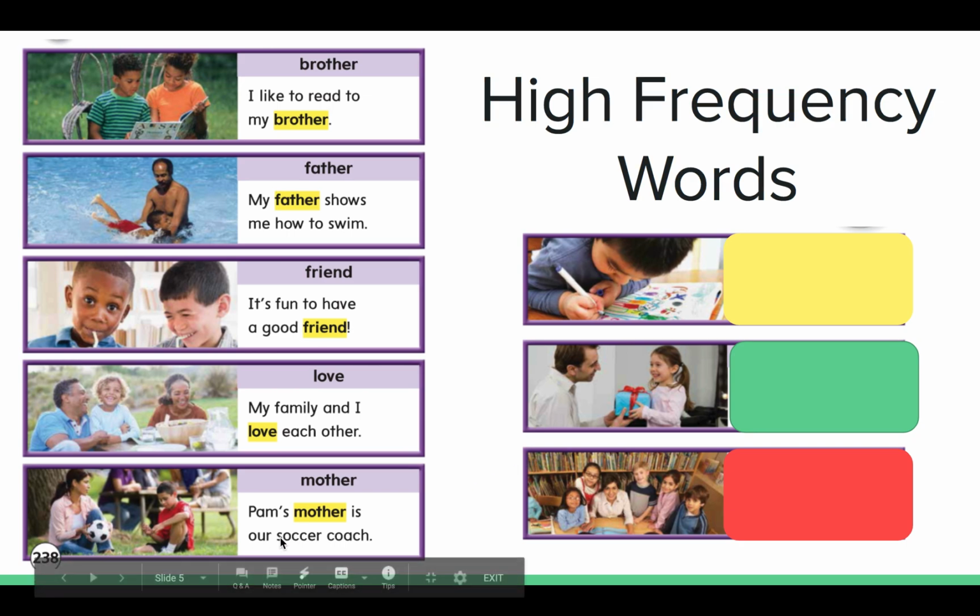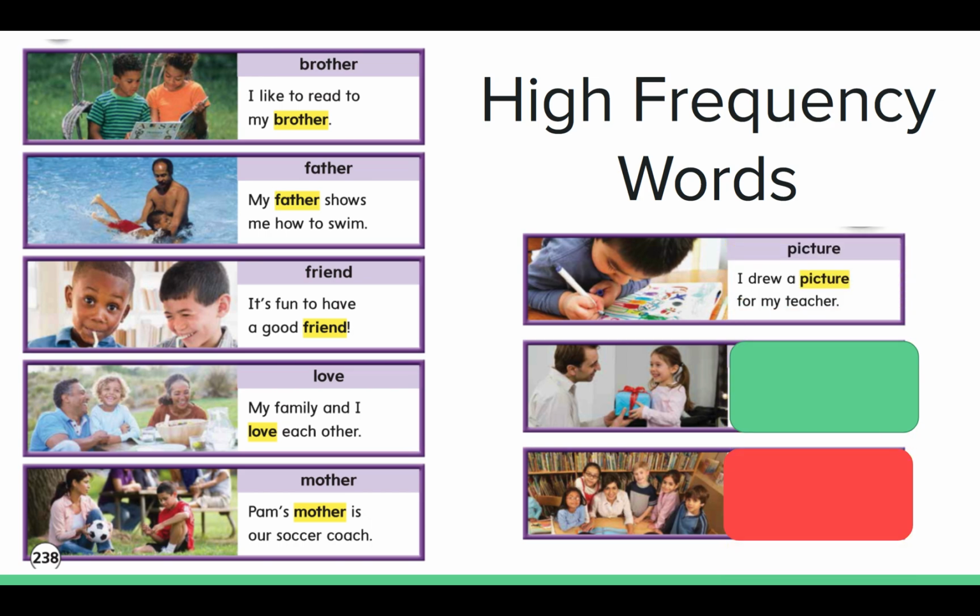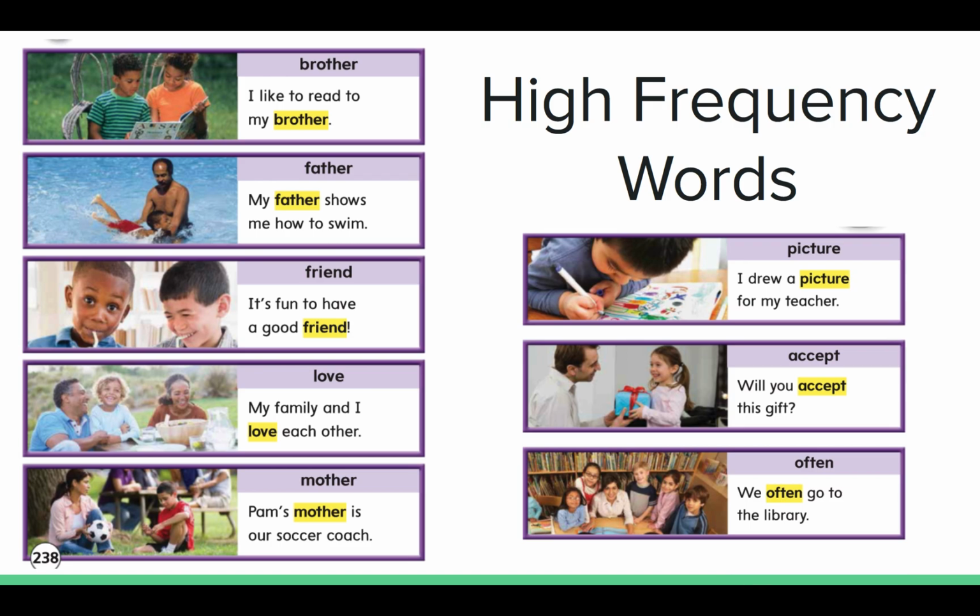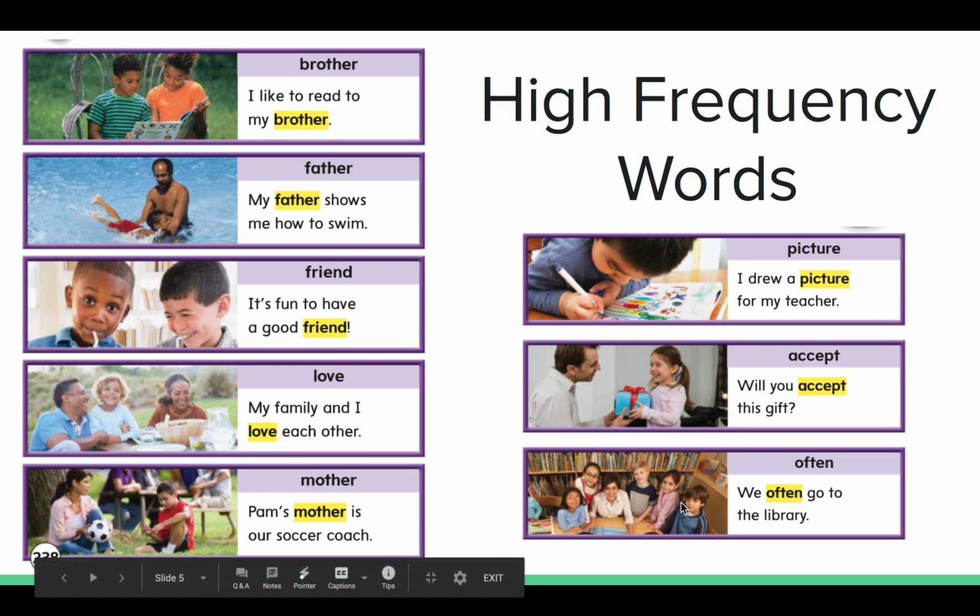Oh, Miss Jones, you messed up. You forgot this word. Let's read it again, friends. Pam's mother is our soccer coach. Picture. I drew a picture for my teacher. Accept. Will you accept this gift? Often. We often go to the library. Now, friends, these last two, accept and often, are actually going to be our vocabulary words for this week.